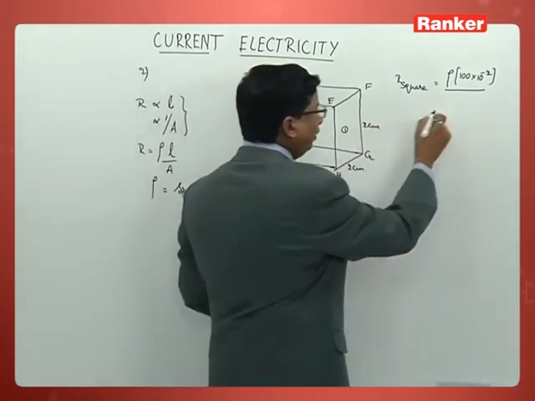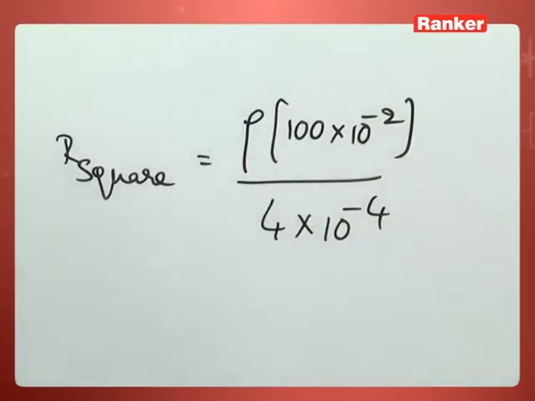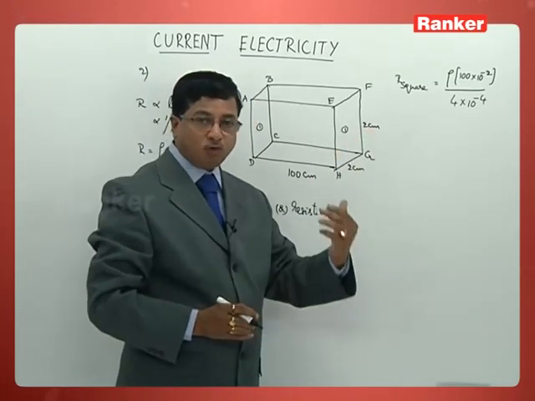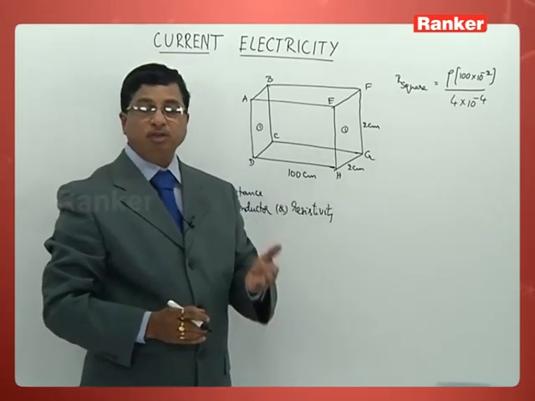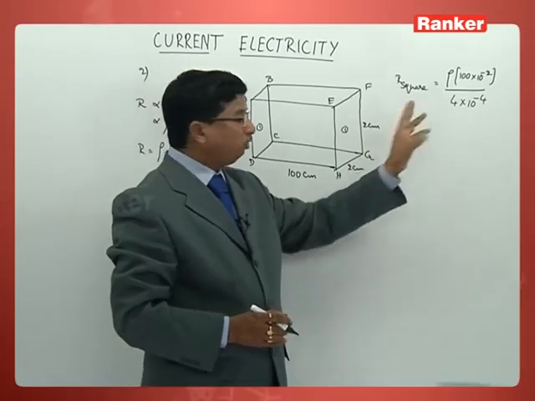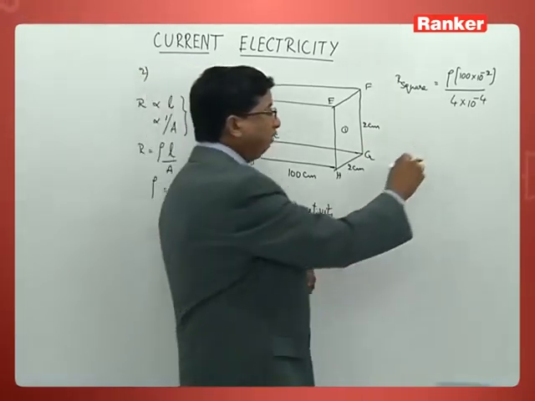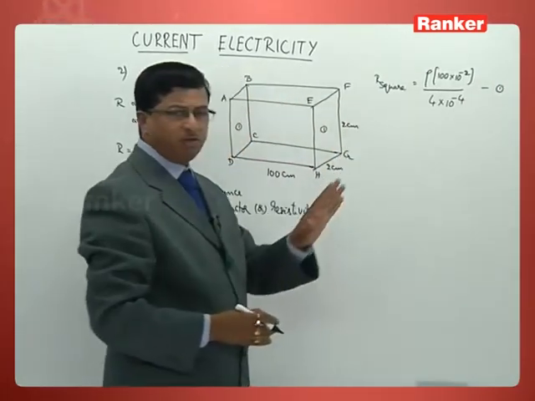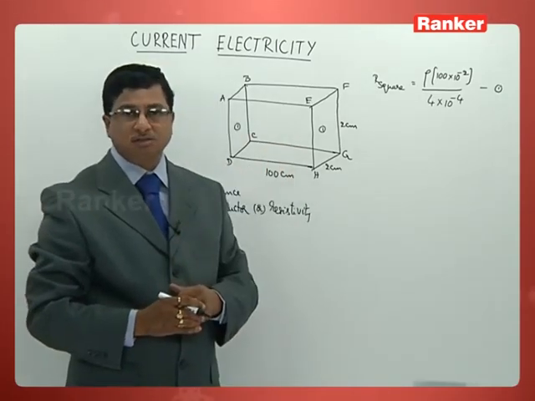Therefore, 2 square, it becomes 4 into 10 power minus 4. Because 2 into 2, that is 4 centimeter square we get. But all of us know well, we have to convert that into SI units. So 4 into 10 power minus 4 meter square as such. This is my first equation. Don't simplify that one. While taking the ratio, automatically things get cancelled.